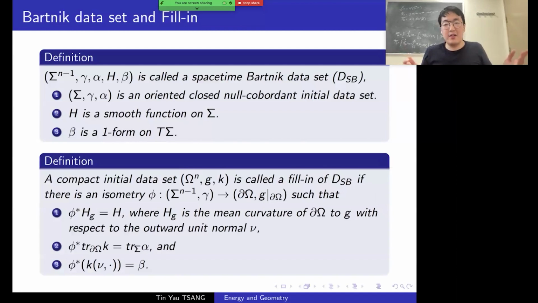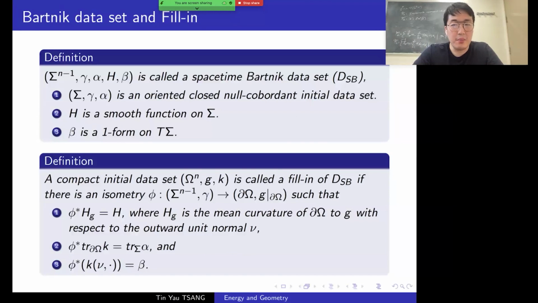So what is a fill-in? A compact initial data set is called a fill-in of the data set if there is an isometry of Sigma to the boundary of Omega, such that the mean curvature is indeed the function we prescribed in the beginning, this H. Moreover, the k nu on this one, when you put it back, is a beta, and the trace of k would be the trace of the alpha on the boundary.